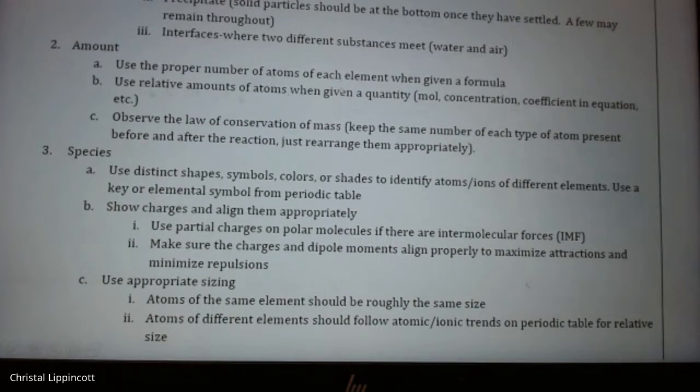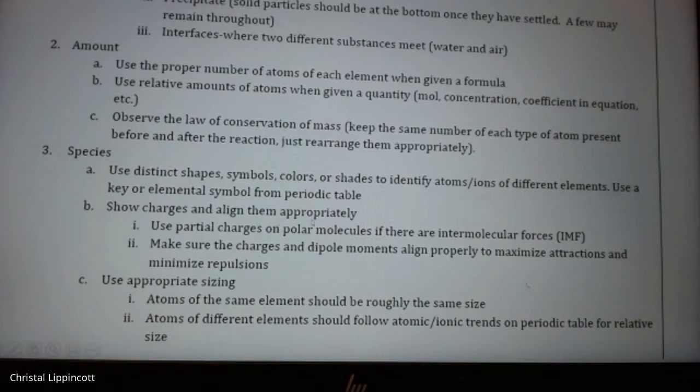Use relative amounts of atoms when giving a quantity, so moles, concentration, coefficients, that sort of thing. And then make sure that you're observing the law of conservation of mass. There will be examples where that's not maintained, and those you would definitely want to reject as far as answers. As far as species, they typically will use distinct shapes, symbols, colors, or shading to identify different ions or atoms. Ions, a lot of times they'll use the pluses or minuses to be able to convey that.